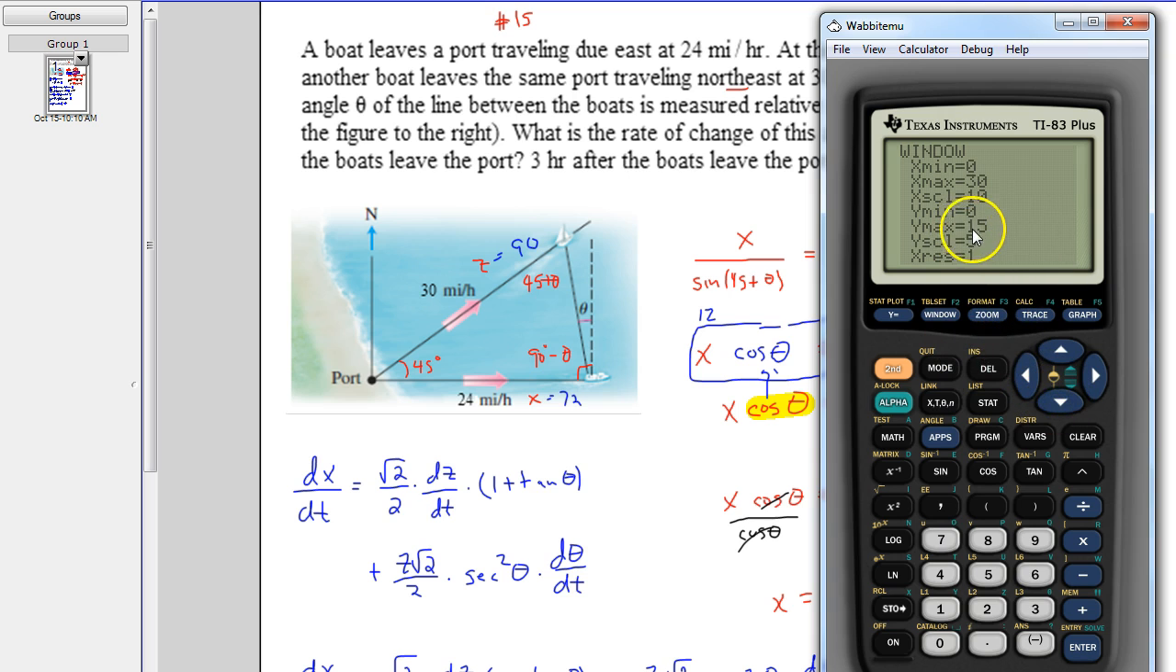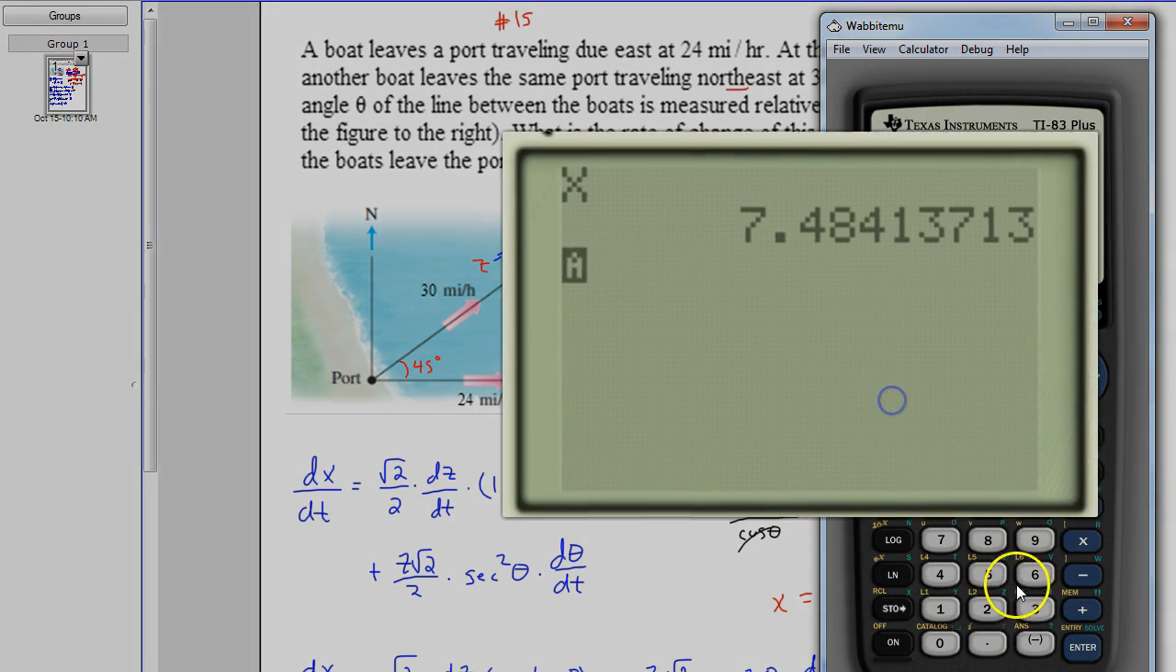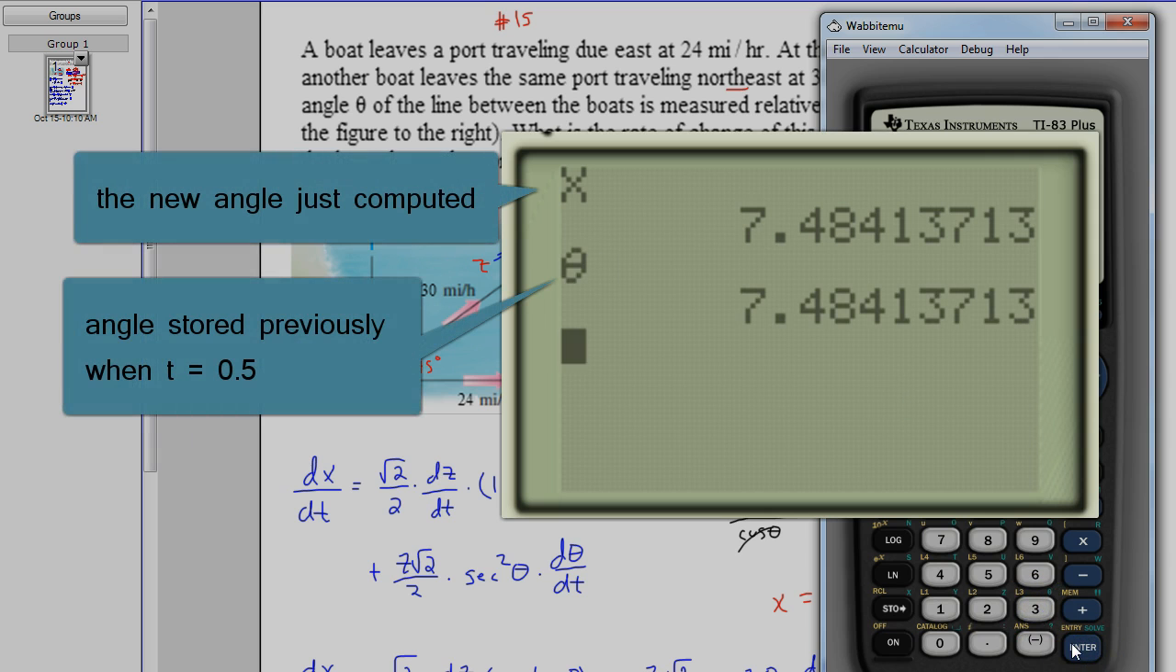Notice before we had our y max at 15. That was because before, the biggest of these two numbers was 15. Now the biggest of these two numbers is 90. So we'll switch it to 90, and I'll switch that to 10. And then when I graph this, here's the 72 cosine theta, here's the 90 sine 45 plus theta, and if we find their intersection, look at the number we get. And if we go back and look at x, that's what we just got from our thing, and if we look at theta, it still hasn't changed.